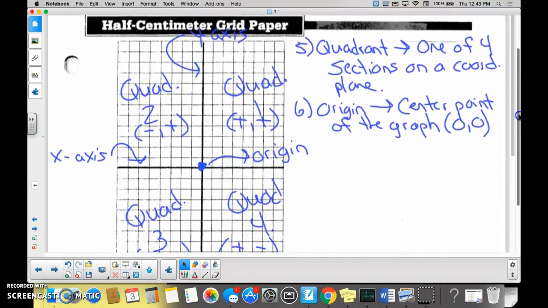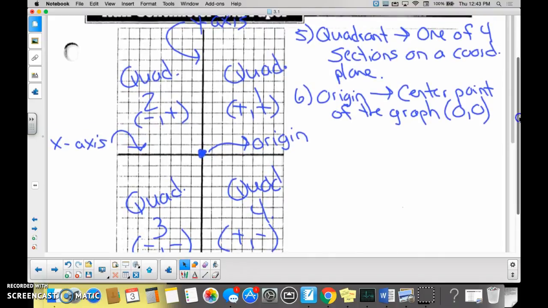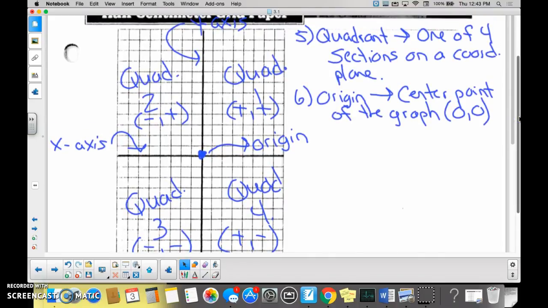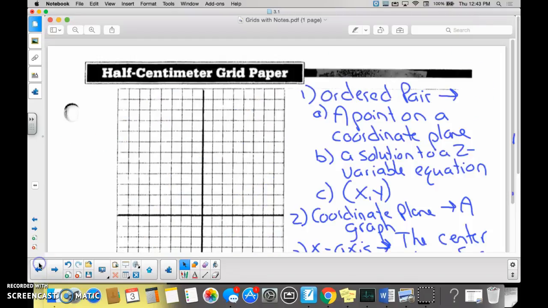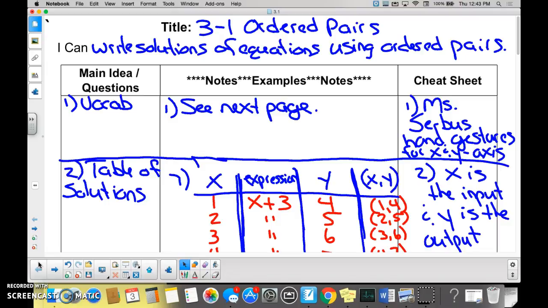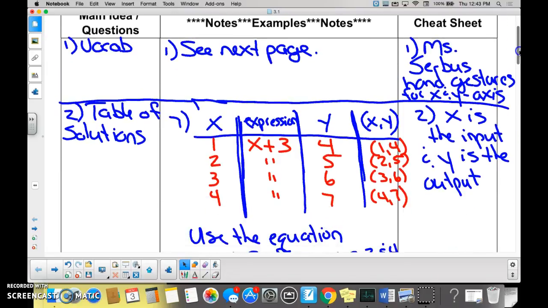Also, in your grid or on your coordinate plane, you have labels for everything. I expect you from this point forward to know where the quadrants are, what their values are, x-axis, y-axis, origin. I think you're probably pretty good at those. All of this stuff needs to be tucked away in your brain and pretty easily accessible, like you know it, without having to look. Table of solutions.